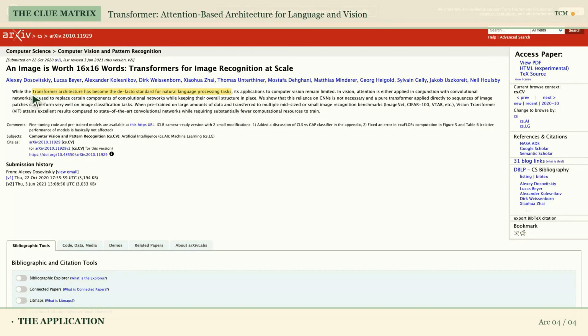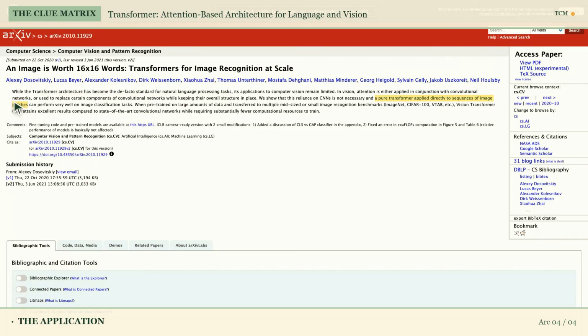This paper, "An Image is Worth 16x16 Words," explores exactly that. It addresses the observation that the transformer architecture has become the de facto standard for natural language processing tasks. But previously, vision was all about CNNs, right? Convolutions were the gold standard for images. Indeed, before ViT, attention in vision was usually combined with convolutions, not replacing them entirely.